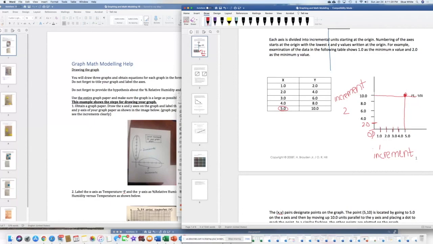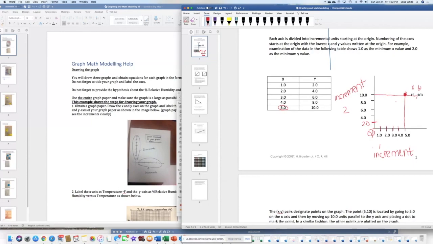And then if you want to label, which usually people do because it makes it easier to remember which is which, you always write the x first, then the y second. So the x you used 5, the y you used 10. So 5 comma 10. That's the value of that point, or the coordinates of that point.